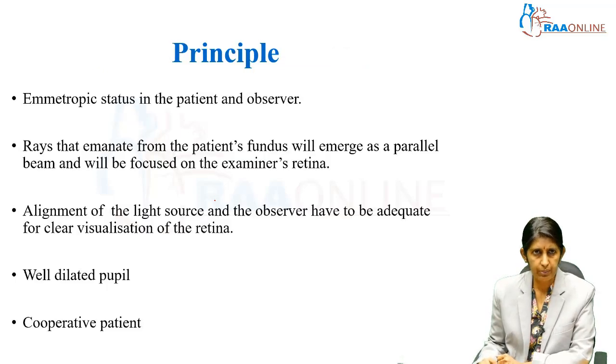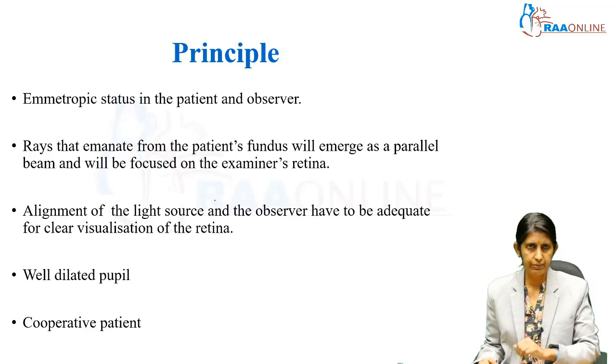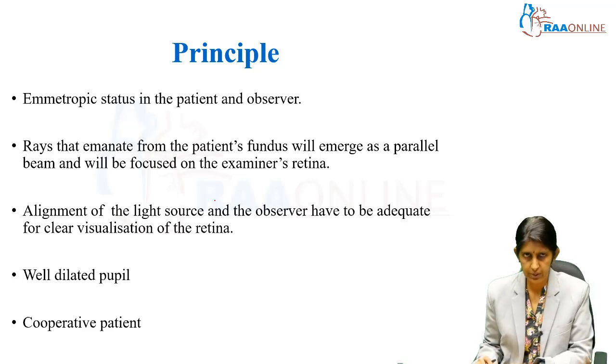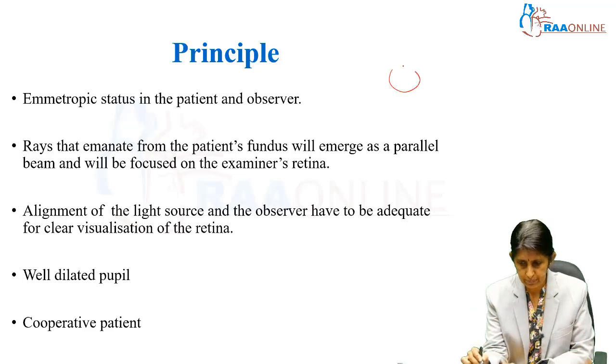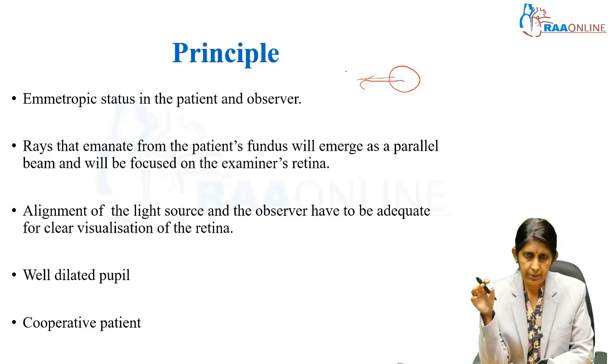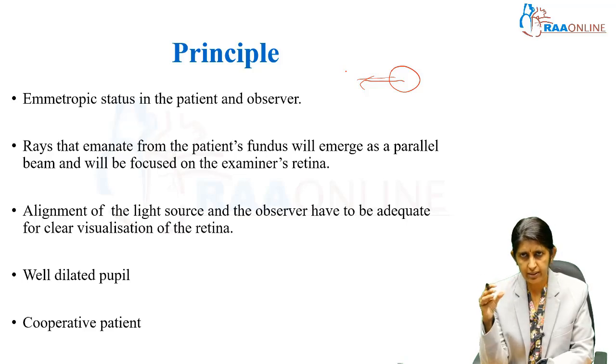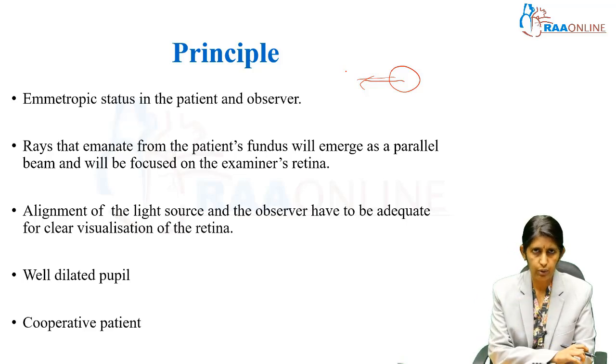So the principle of the ophthalmoscope is that it's very important to achieve an emmetropic status in the patient and the observer. The rays that emanate from the patient's fundus will emerge as a parallel beam and will be focused on the examiner's retina. So the beam of light that comes from the patient's fundus will come as a parallel beam and reach the examiner's retina. But alignment of the light source and the observer has to be adequate. So we have to be at an aligned level in order to observe this. For this, we need a well-dilated pupil and a cooperative patient.